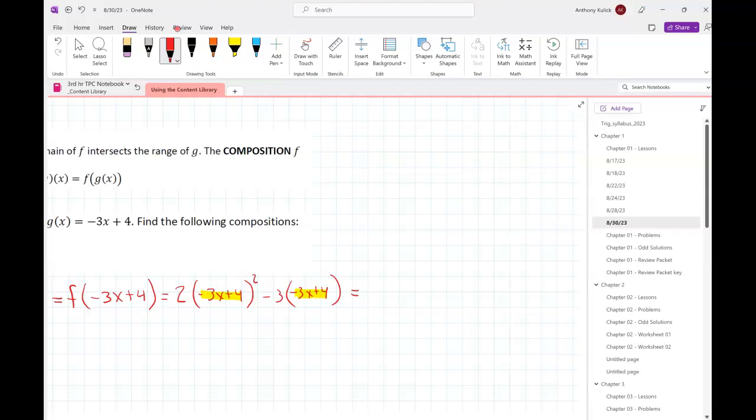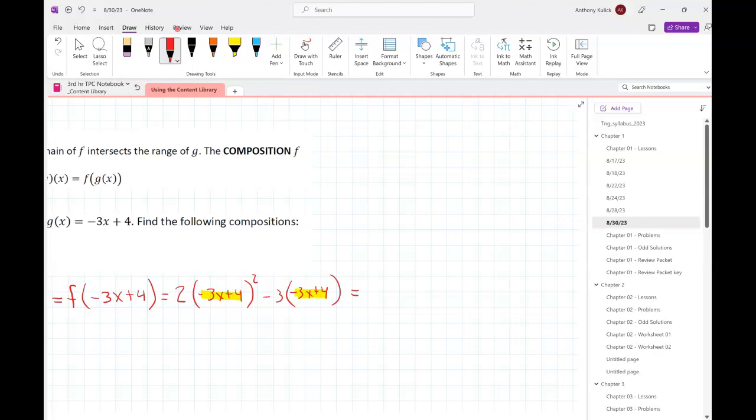What do I need to do next? Solve. Well, not solve, because we don't have it equal to something. We mean the other S word, simplify. Okay? What should I do first to simplify this? Distribute the 2 times negative 3x. Definitely not that, because you're violating the order of operations. We should do the exponent first, right?